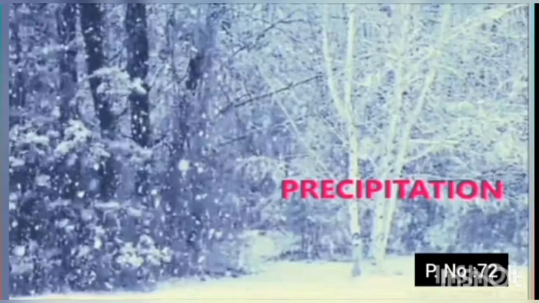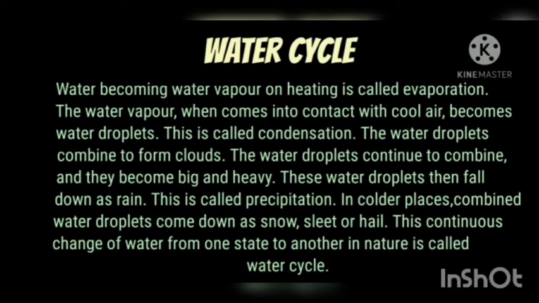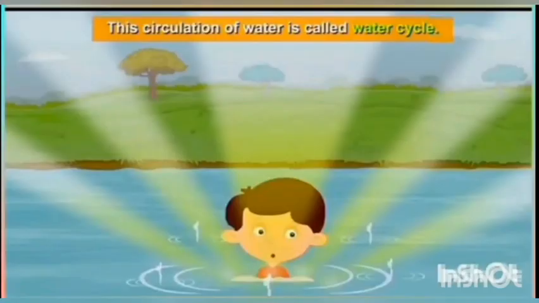In colder places like Simla, Kashmir, Ooty, Kodaikanal, Valparai, the water droplets combine and come down as snow, sleet, or hail. This continuous change of water from one state to another in nature is called water cycle. The continuous cycle through which water is circulated by different processes like evaporation, condensation, and precipitation is called water cycle.